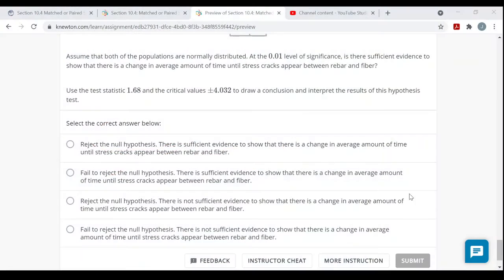So back here, it's going to be one of these where it says fail to reject, but then I have to look at the conclusion. This says fail to reject the null. There is sufficient evidence to show that there is a change in the average amount? No. I didn't want to say that. That was the claim, and I'm not supporting the claim. So it's this other one: fail to reject. There is not sufficient evidence to show that there is a change in average amount of time until stress cracks appear between rebar and fiber. That was what I wanted to say. That's what I said out loud a second ago, where we're not supporting the claim.